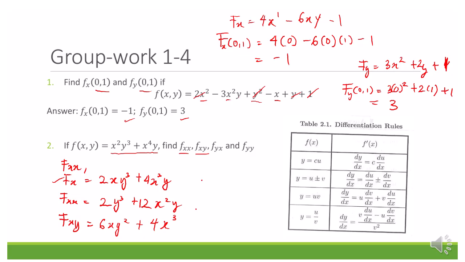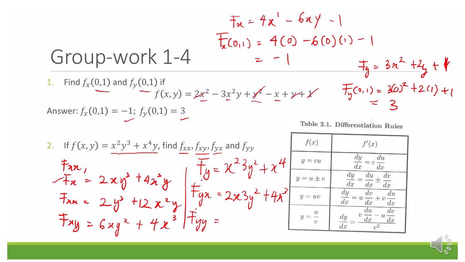And for fy, let's say we need to differentiate in terms of y first. To differentiate in terms of y, this will be 3x^2y^2 plus x^4. So fyx will be 2x times 3y^2 plus 4x^3. And fyy will be x^2 times 6y plus 0 plus 0. So these will be the answers.